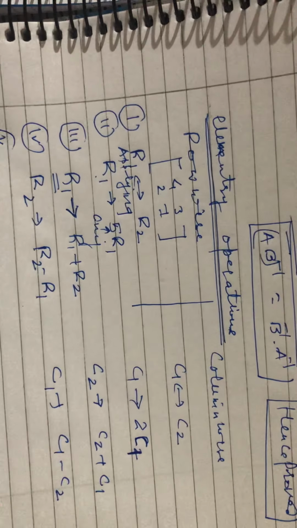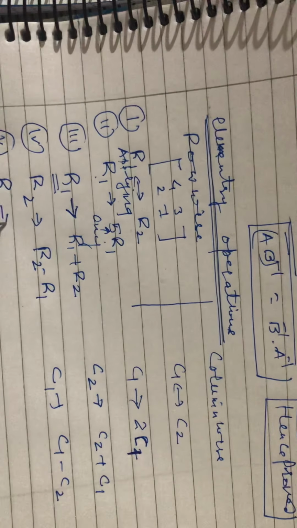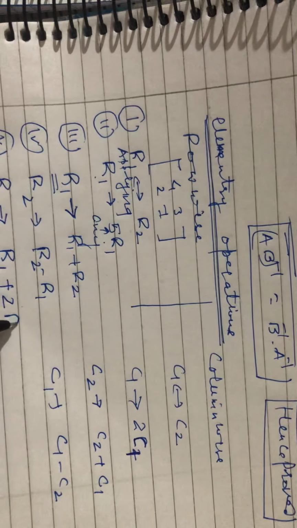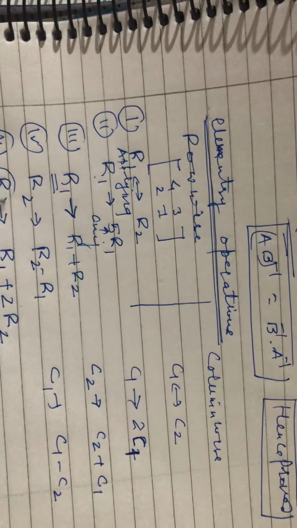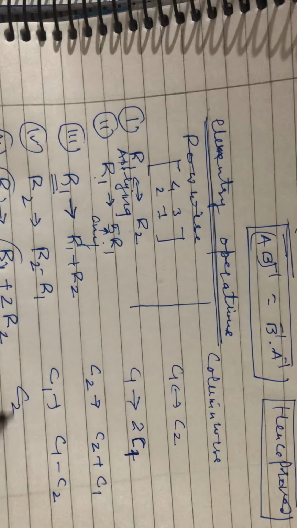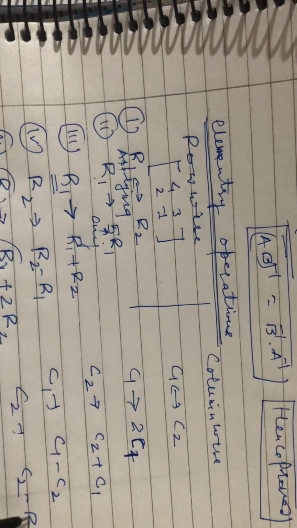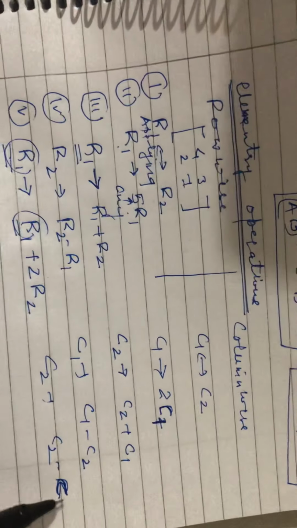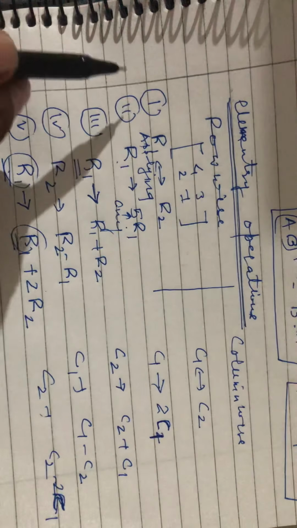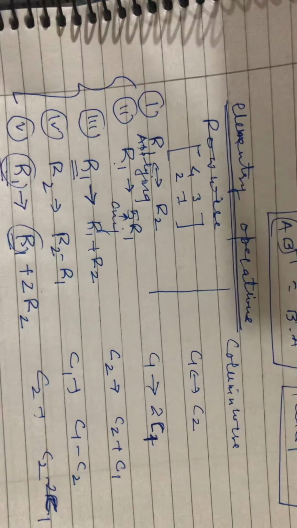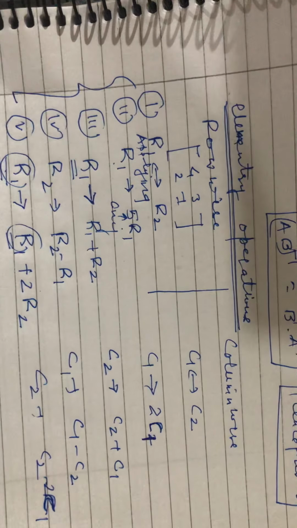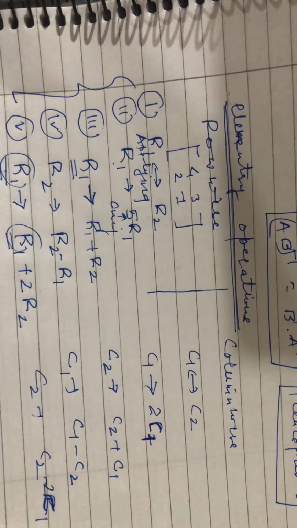Rule number 5: we want to change R1, then R1 plus twice of R2. Same with columns: if we want to change C1, then C1 plus twice of C2. Clear? These are the basic rules for applying elementary operations, row wise or column wise.